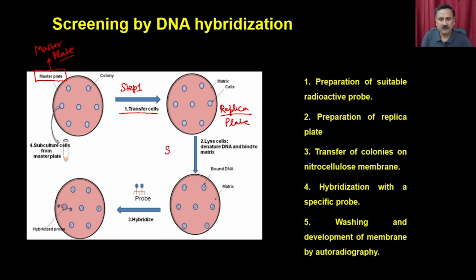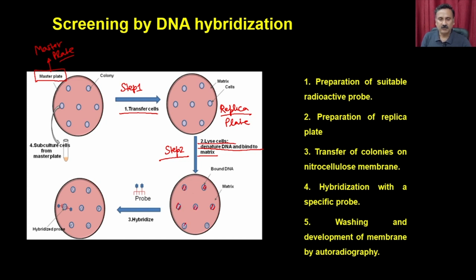Now in step 2, you are going to do the lysis of these cells. Once you lyse the cells, it will denature the DNA, and it will bind to the matrix. The cells get lysed and the DNA comes out, but it will not be washed away, because it will bind to this nitrocellulose membrane.